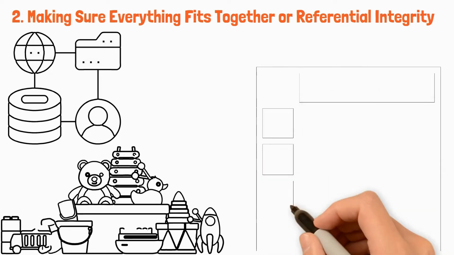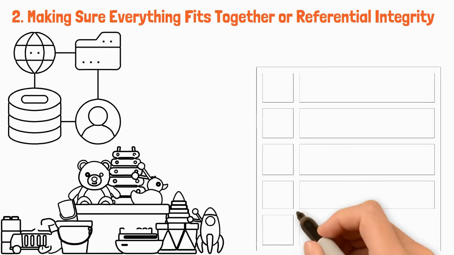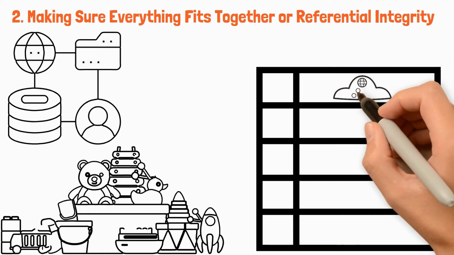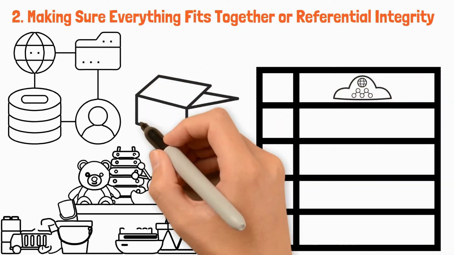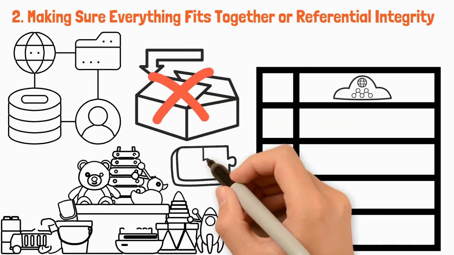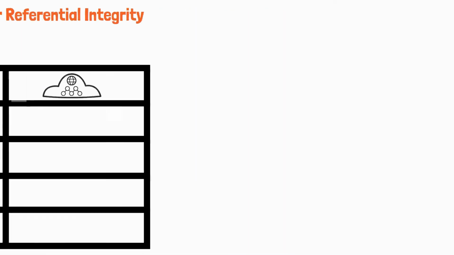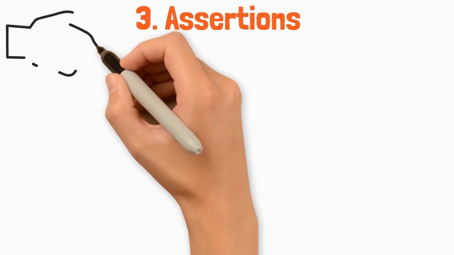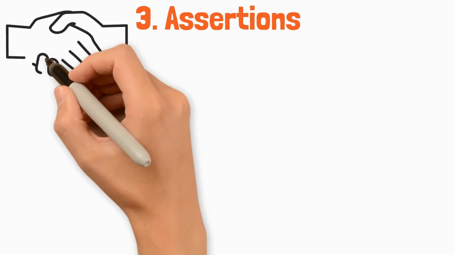For example, if a course must be part of a department, DDL ensures that each course listed in the database actually belongs to an existing department. If you try to add a course without a matching department, the database won't let you, ensuring all pieces fit perfectly. 3. Assertions. An assertion in a database is like a big promise that the database has to keep no matter what.